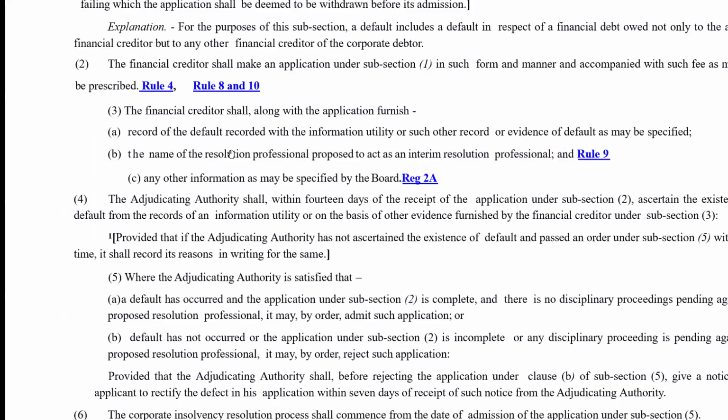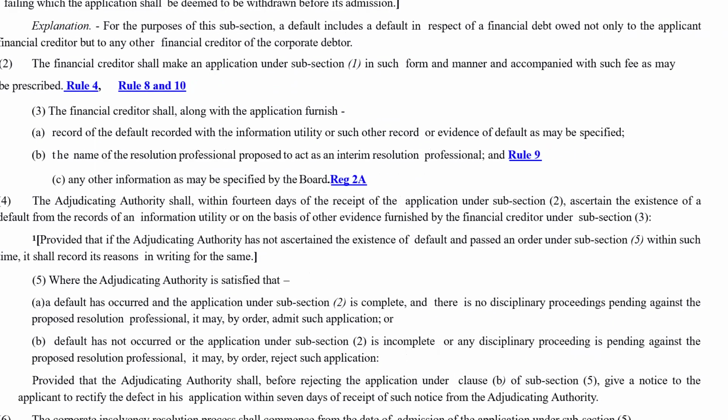What does Section 7(3) say? The financial creditor shall, along with the application, furnish a record of the default recorded with the information utility. So the NCLT put stress on the word 'shall'. They say that this is mandatory because the word 'shall' means mandatory. Along with the application, furnish record of the default recorded with the information utility or such other record or evidence of default as may be specified. So it's clearly written.